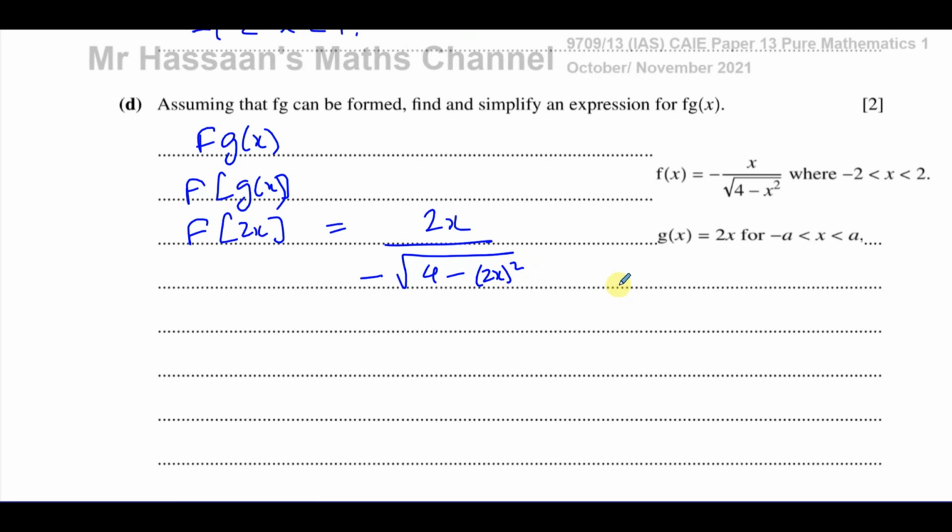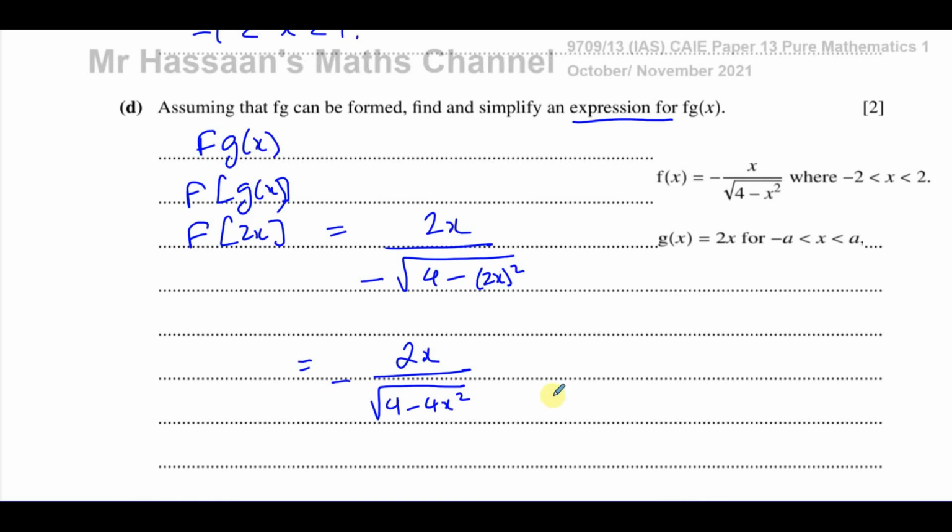And they say simplify. So this is probably just 1 mark, simplifying is the other mark. So to simplify this, we can do this. We have 2x, and we have here the square root of 4 minus 4x squared, which can be simplified further because we can see there's a common factor of 4 in these two. So we can take out that 4 from the denominator.